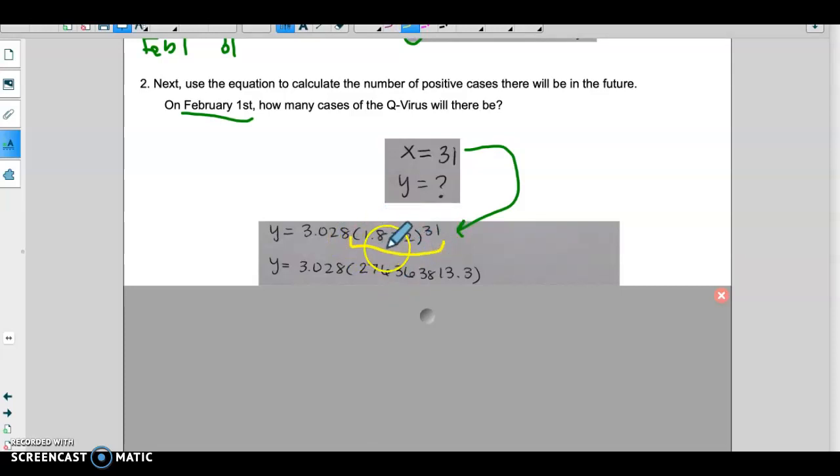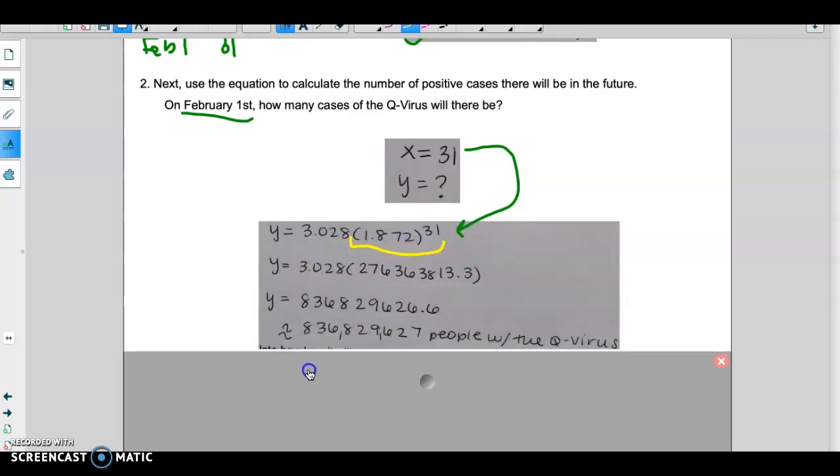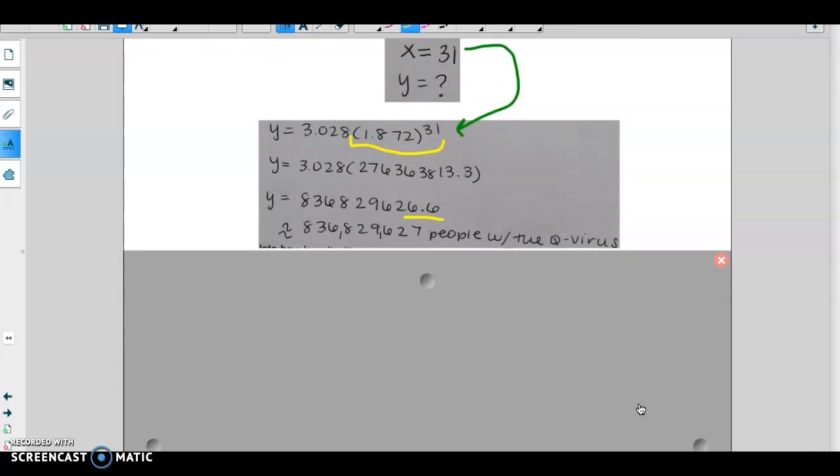I did this first, 1.872 to the 31st, and I got this huge number. And then I did this whole number times 3.028, that gives me roughly, oh boy, 836,829,627 people. I rounded to the nearest whole number with the Q virus. That's huge. In 31 days, almost like 800 million people. That's crazy. Okay, that's exponential growth.